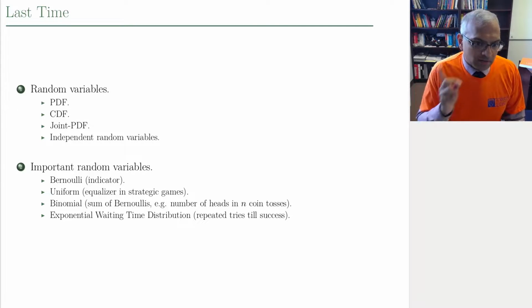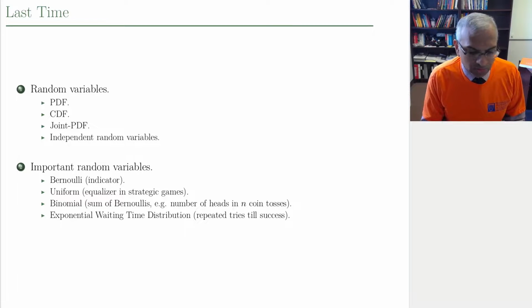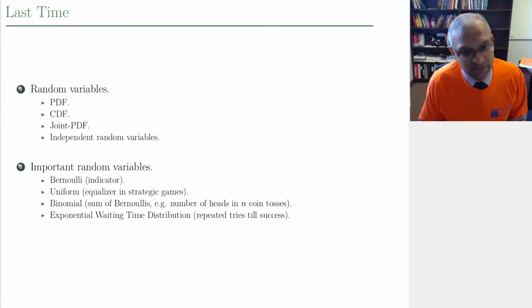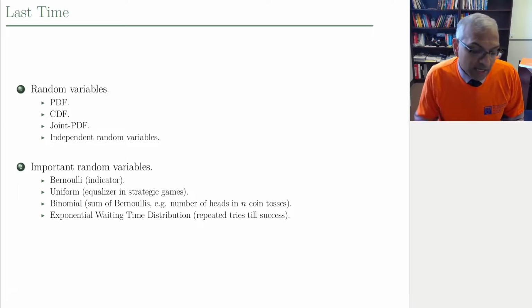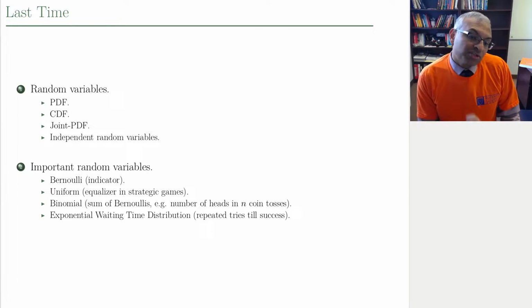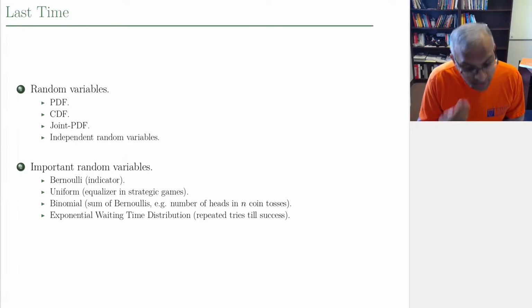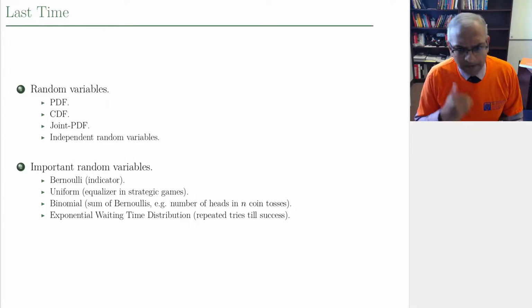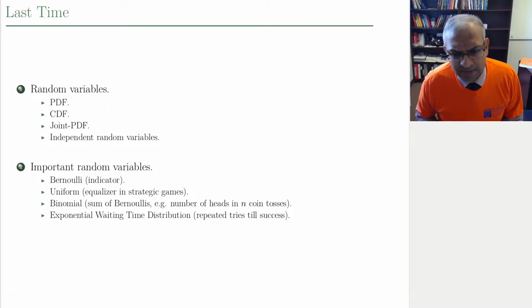Then we talked about the binomial random variable, very important. You're trying something some fixed number of times, let's say n times, and you're interested in the number of successes. So there's some success probability, you independently try n times, how many successes will you get? And then related to that is the exponential waiting time. Here, you're trying something with some probability of success, and you will keep repeating until you succeed. And we're interested in knowing how long it will take to succeed. That's the measurement that we make from that experiment.